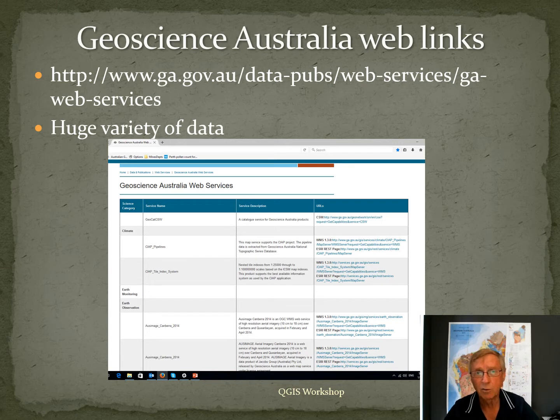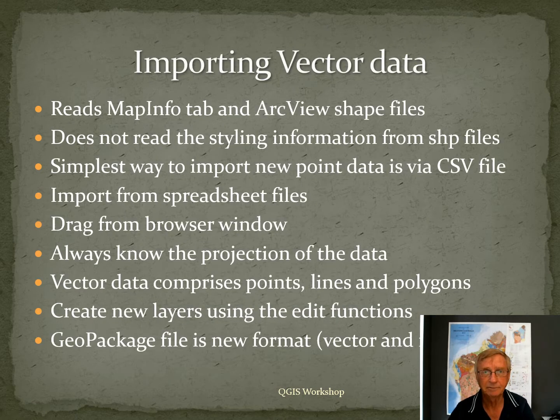Geoscience Australia has a wide variety of data sets available for download, or as web links. For example, there's heaps of digital elevation data at 90 or 30 meter resolution, and there are many other data sets available on the GA website.